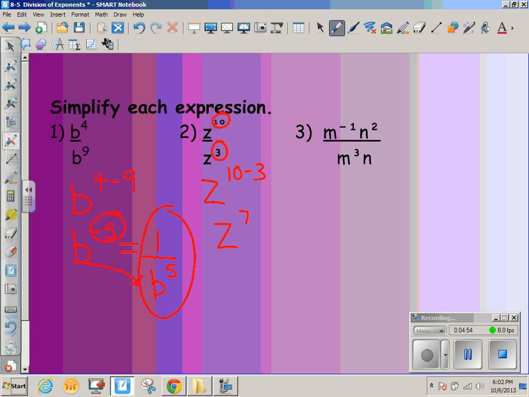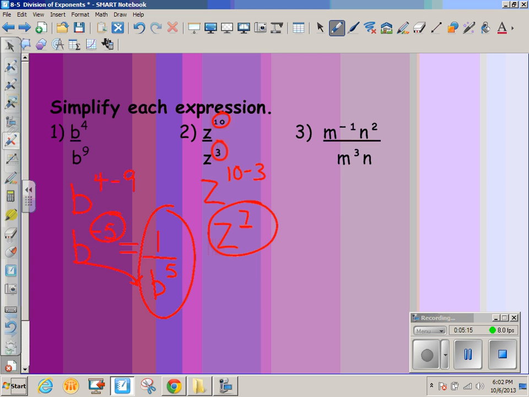Before I circle my answer and move on to the next example, I want to remind myself that if this is a negative, then I would need to change that into 1 over z to the 7th, but it's not. It's positive. So we are done with that problem. We have z raised to the 7th power.